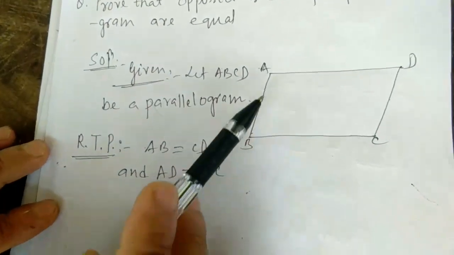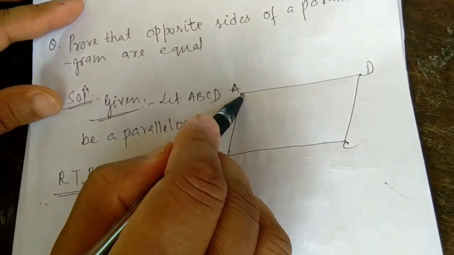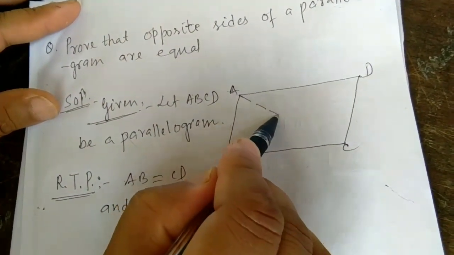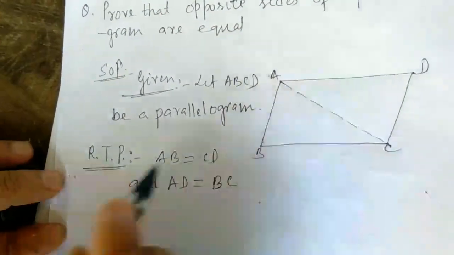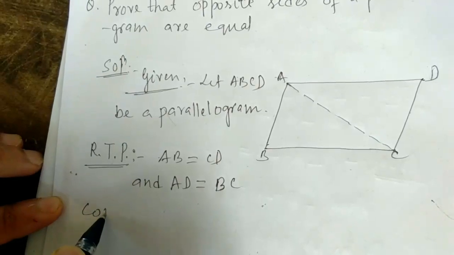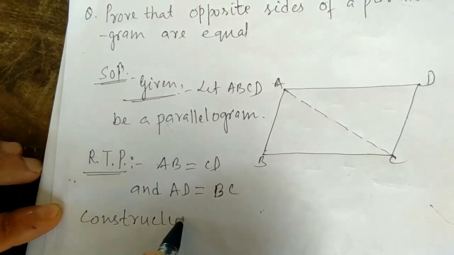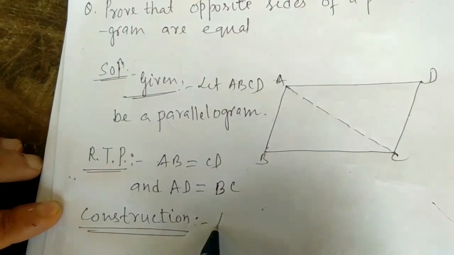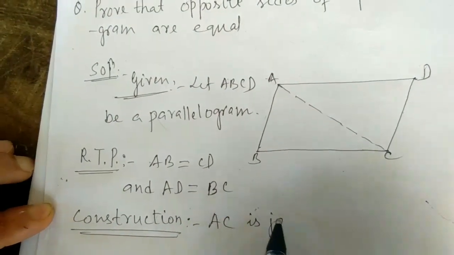If any construction is needed, we have to do that construction. So we need a little construction. Let me join, I'm joining by freehand. Use scale and pencil. So let me join AC. This is the construction. If any construction is there, you write construction, what we have constructed. AC is joined.